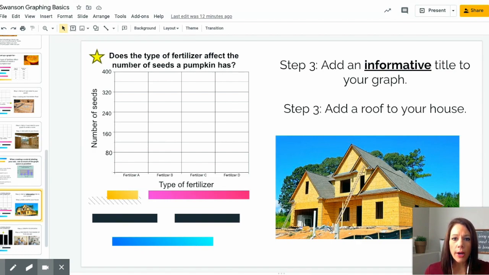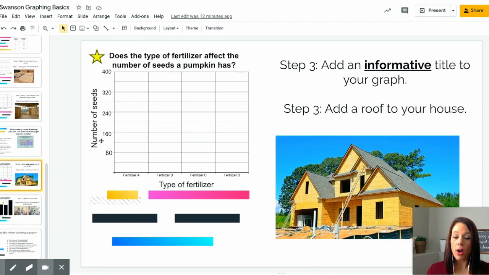So I'm not just writing pumpkin experiment or seed information or number of seeds. The best thing to do is to write your question that's informative. So, does the type of fertilizer affect the number of seeds a pumpkin has? That's telling me exactly what information I'm going to find in the graph.